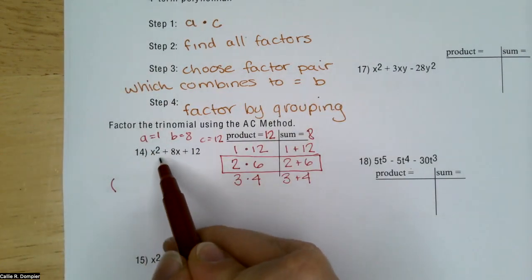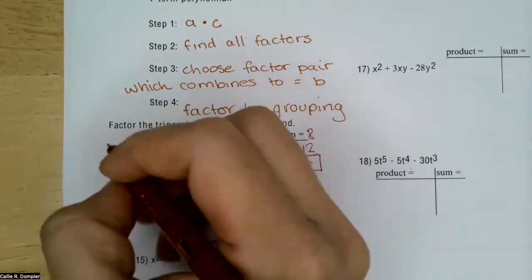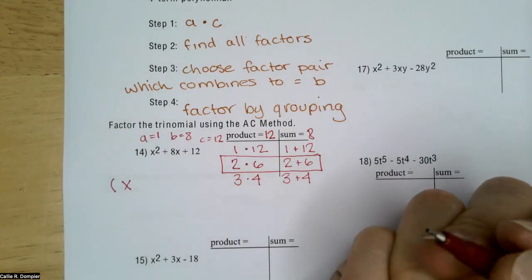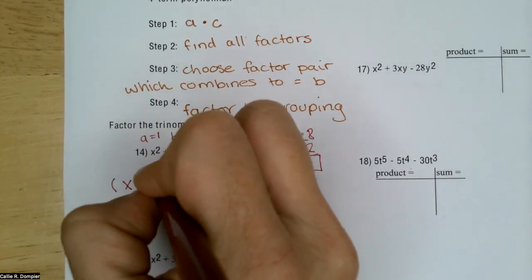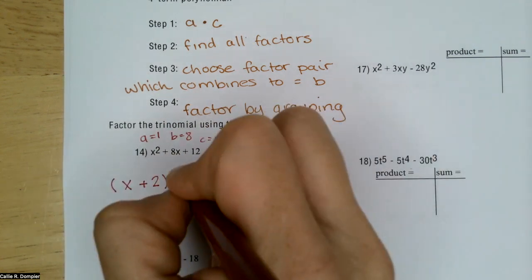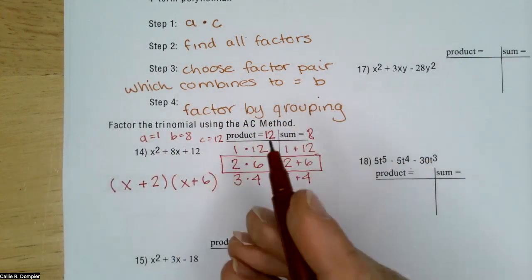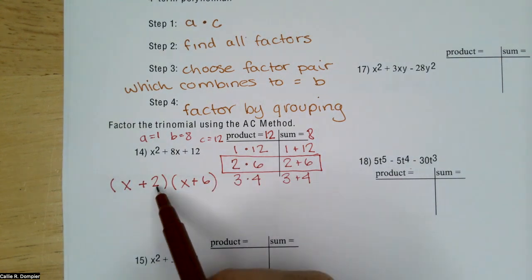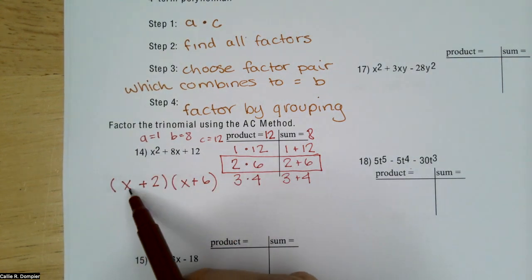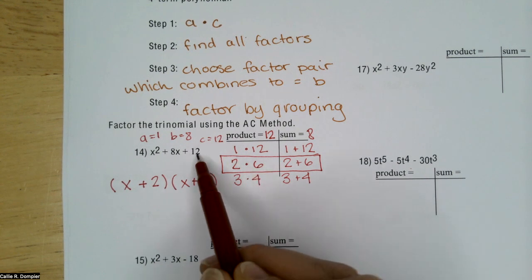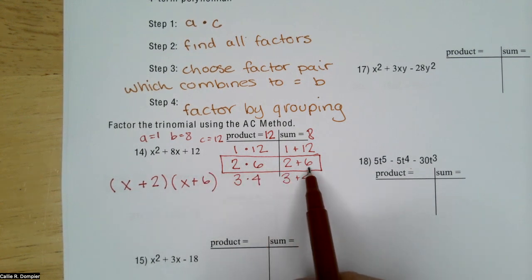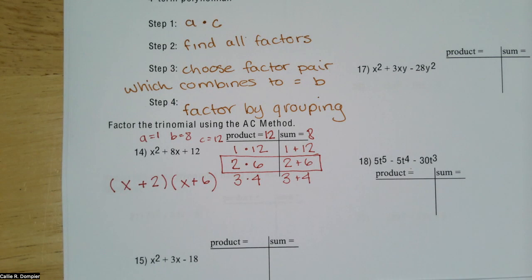Because A is just 1, we're going to do this the way we did it on the last page. So x plus 2, x plus 6. There's no need to factor by grouping because we know that x squared only factors to x times x, and then our two factors, 2 times 6 will equal 12, and 2x plus 6x will equal 8x, okay?